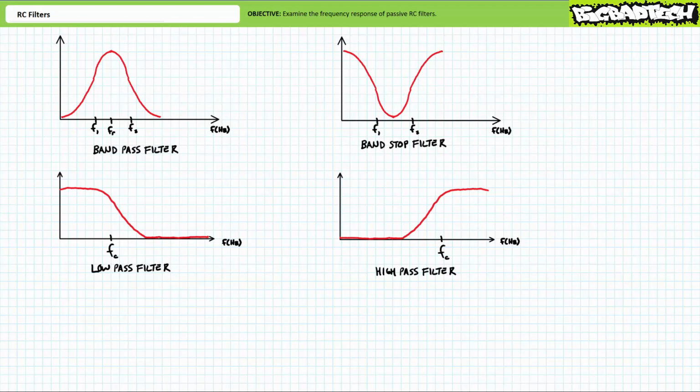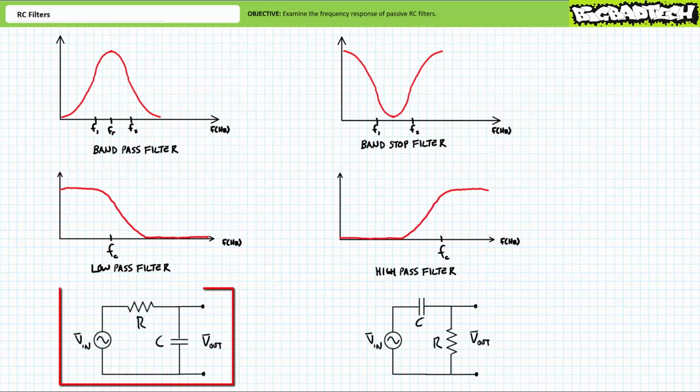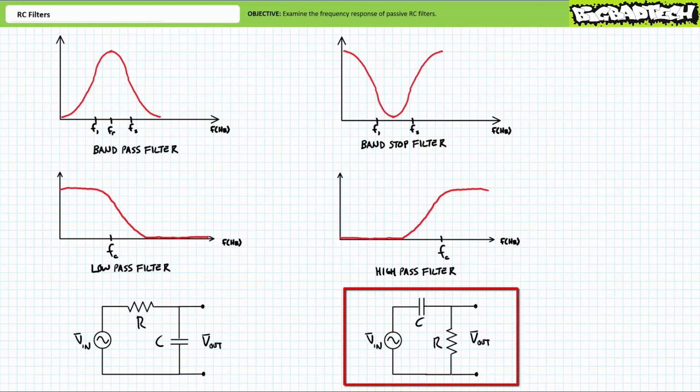Both these filters can be easily constructed using a series combination of two passive elements, a resistor and a capacitor. A low-pass filter is a resistor in series with a capacitor, and output voltage, the property of interest, will be measured across the capacitor. A high-pass filter, in contrast, is a capacitor in series with a resistor, and output voltage, the property of interest, will be measured across the resistor.